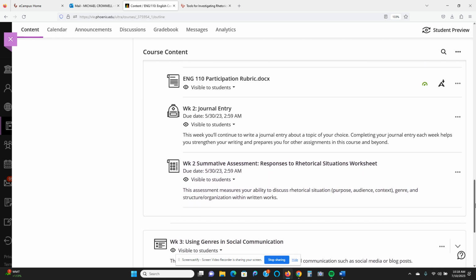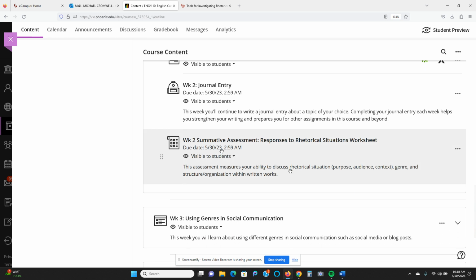So you're going to be in week two, and the name of the assignment is the week two summative assessment responses to rhetorical situations worksheet. So it'll be a worksheet you'll be filling out. All right. Rhetorical situations, we learned about those in week one. Please refer back to all of that information to help you complete this assignment this week.